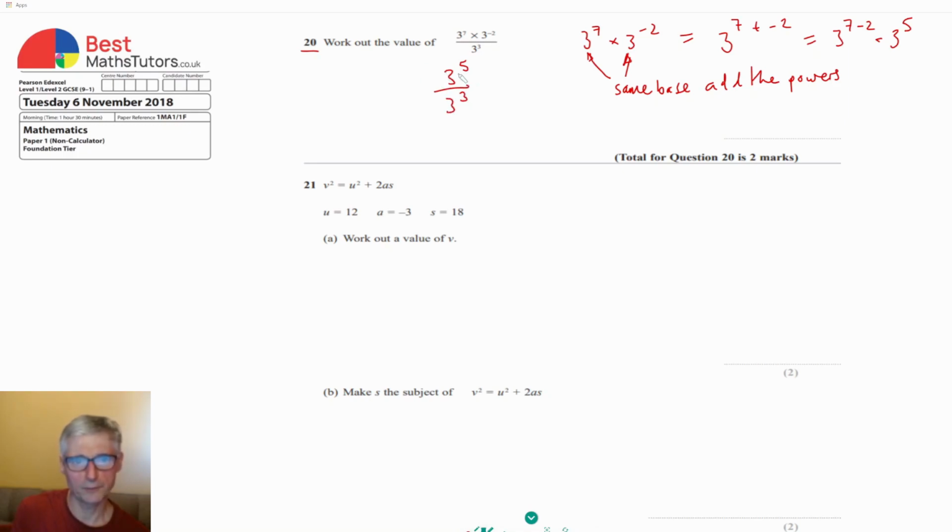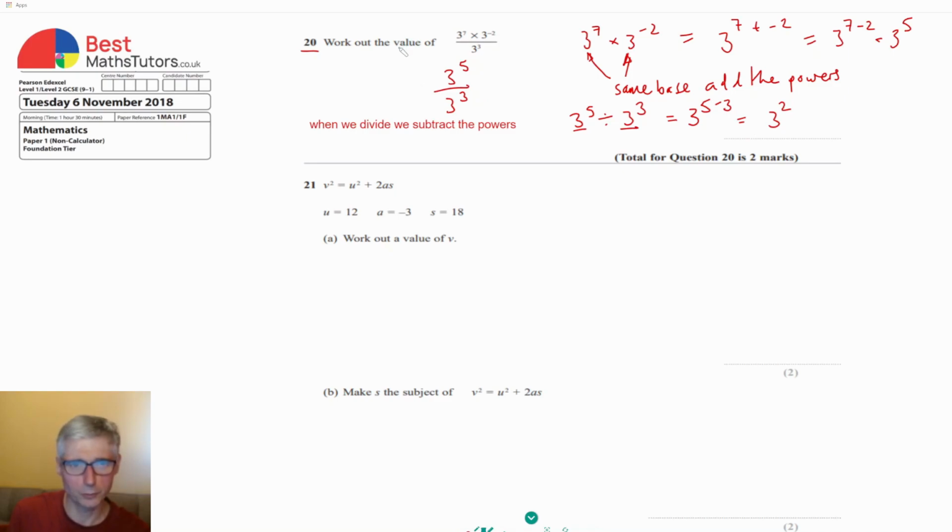Now what this means is actually 3 to the power 5 divided by 3 to the power 3. When we do this one, again, we've got the same base as before, a 3 for both. This time, when we're dividing, we subtract the powers. So the power becomes 3 to the power 5 minus 3, which means we end up with 3 to the power 2.